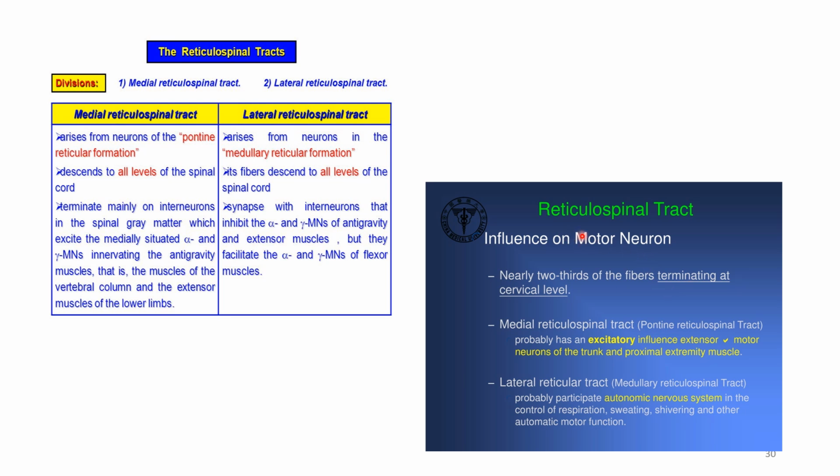Then it is the reticulospinal tract influence on motor neuron. Nearly 2/3 of the fibers terminate at the cervical level only. The medial reticulospinal tract, or pontine tract, has the excitatory influence on the extensor muscles. Whereas the lateral reticulospinal tract excites the flexor muscles and it probably participates in the autonomic nervous system also and controls respiration, sweating, shivering and other automatic motor functions.